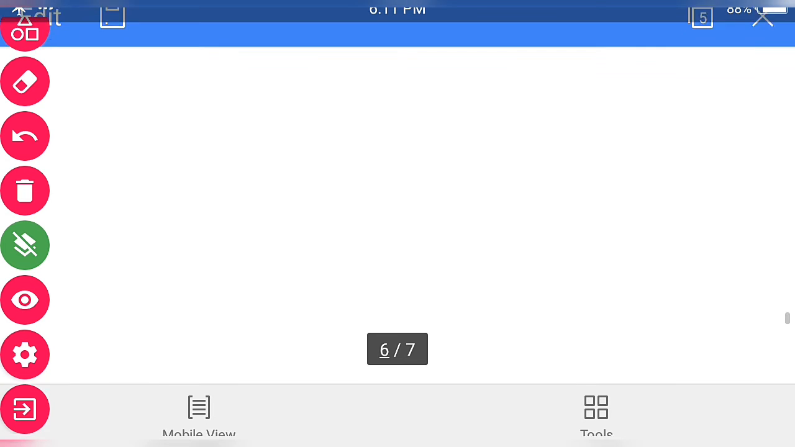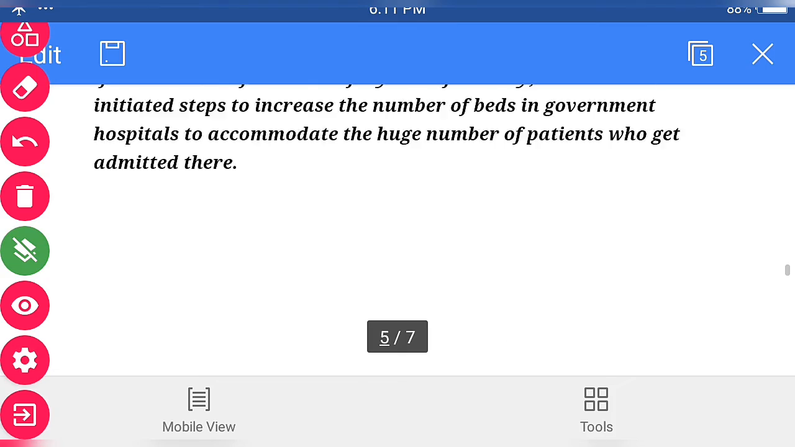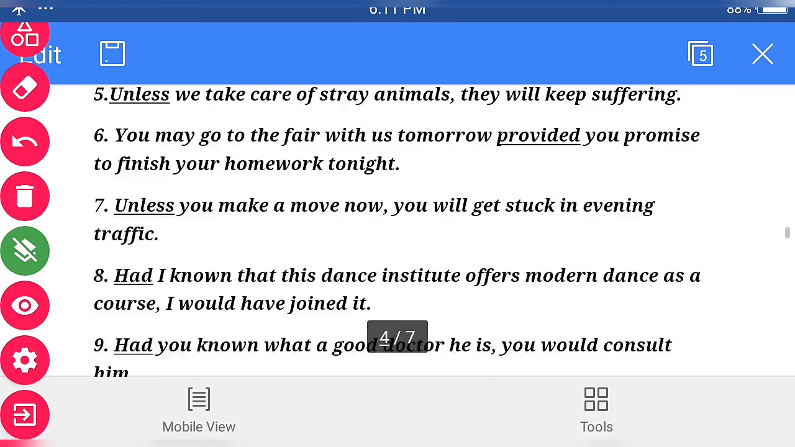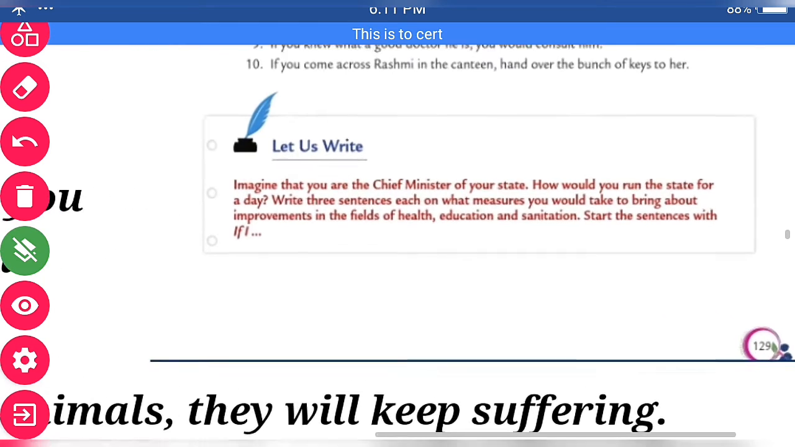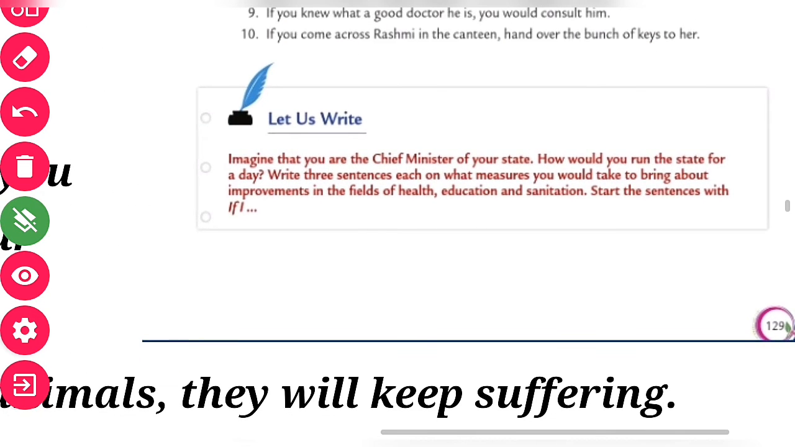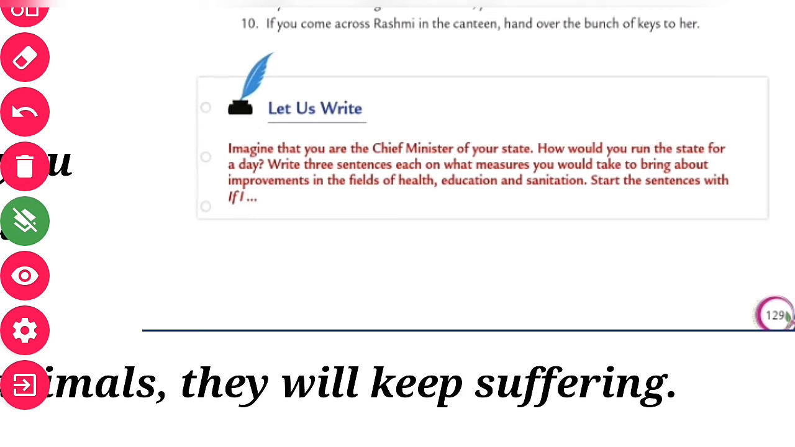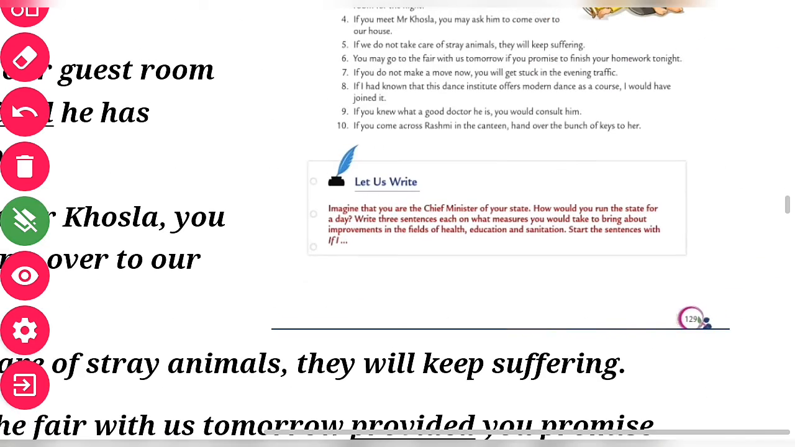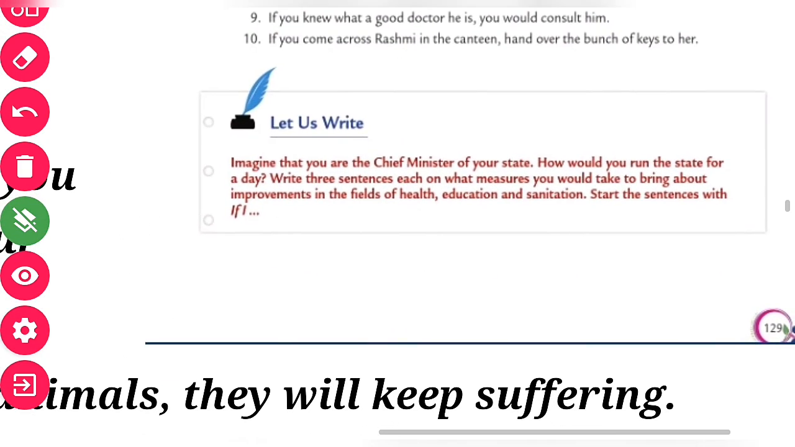Then the last exercise is what is given in your book on the last page, please check. It is here. Imagine that you are the chief minister of your state. How would you run the state for a day? Write 3 sentences on each, on what measures you would take to bring about improvement in the fields of health, education, and sanitation. Start the sentences with if I.